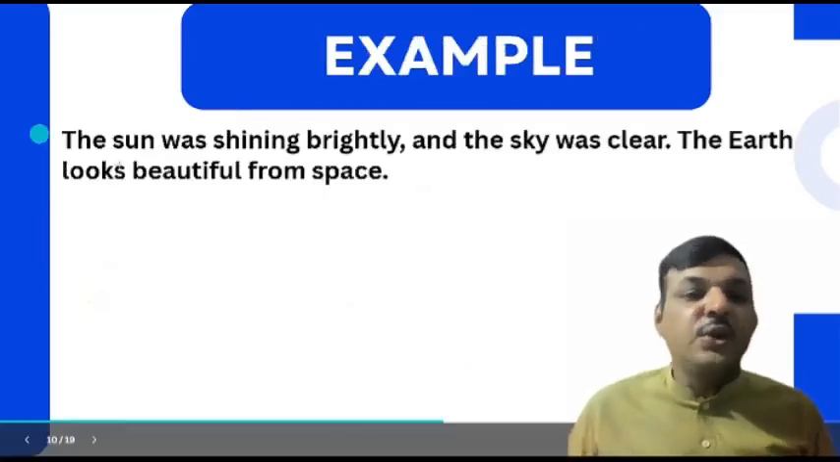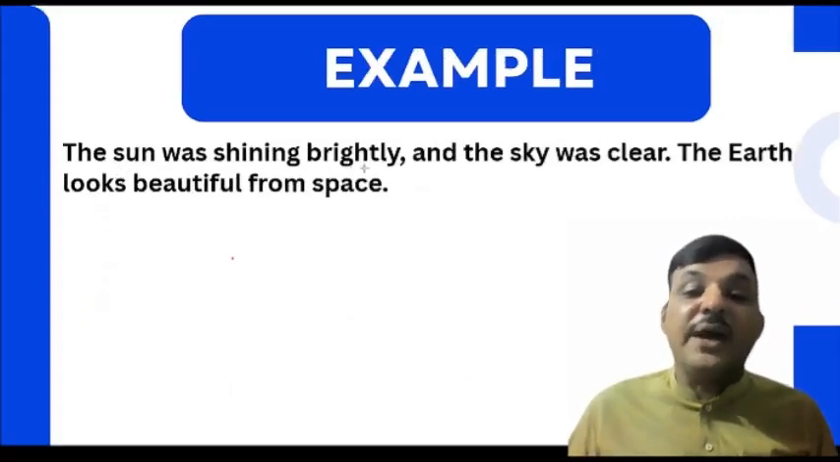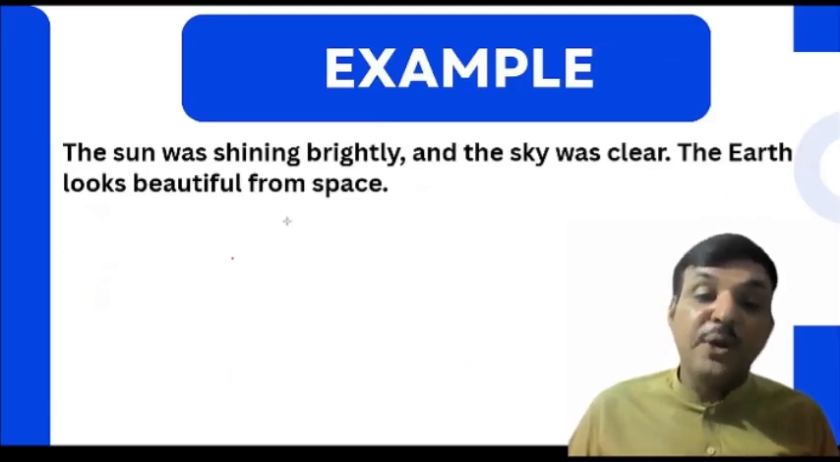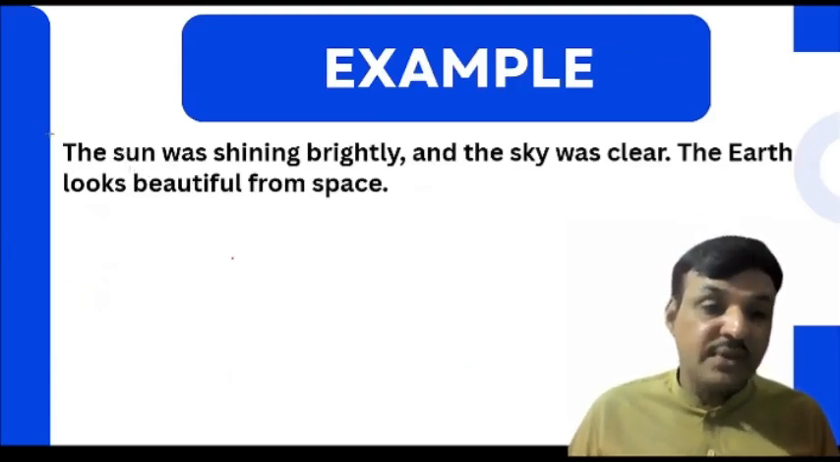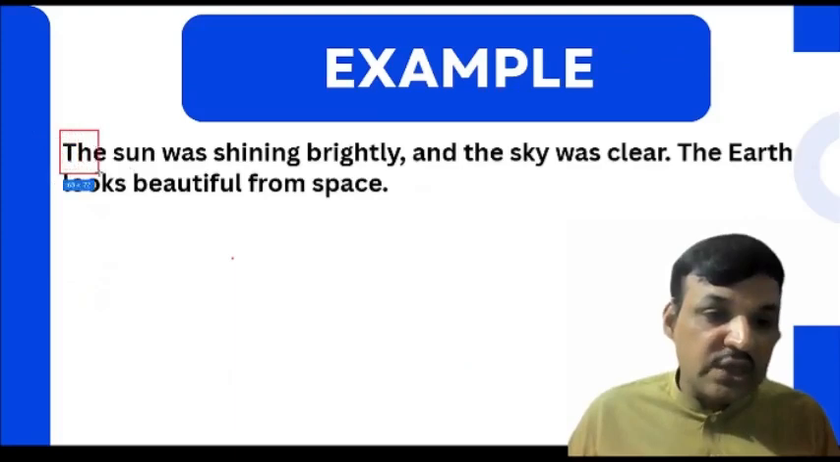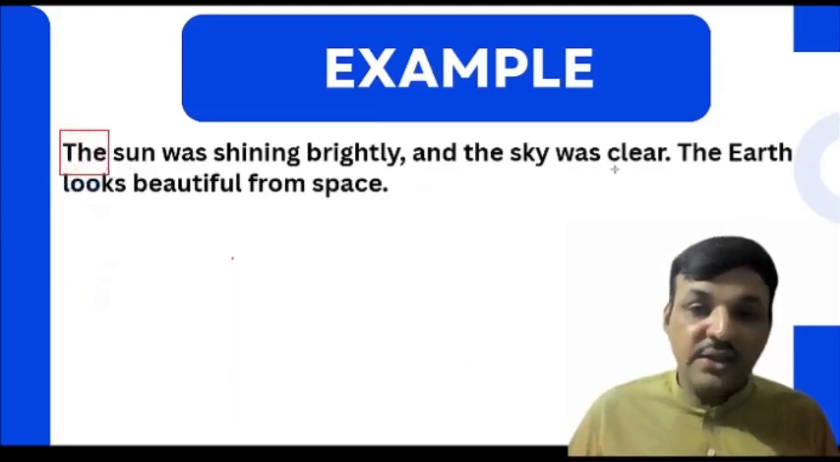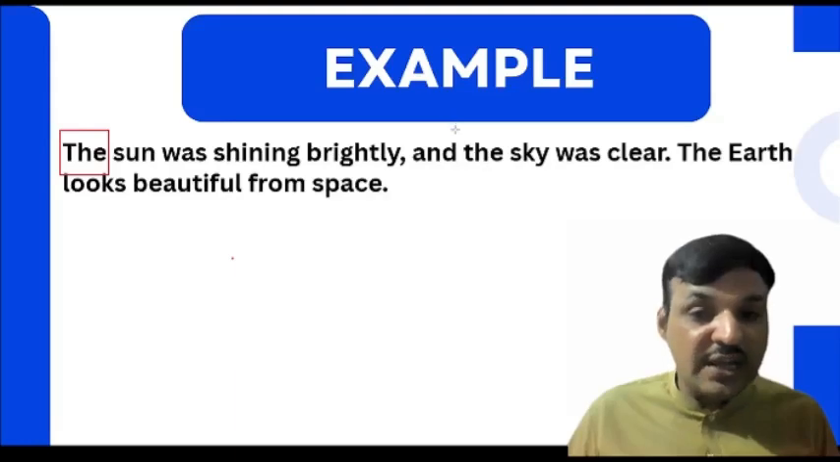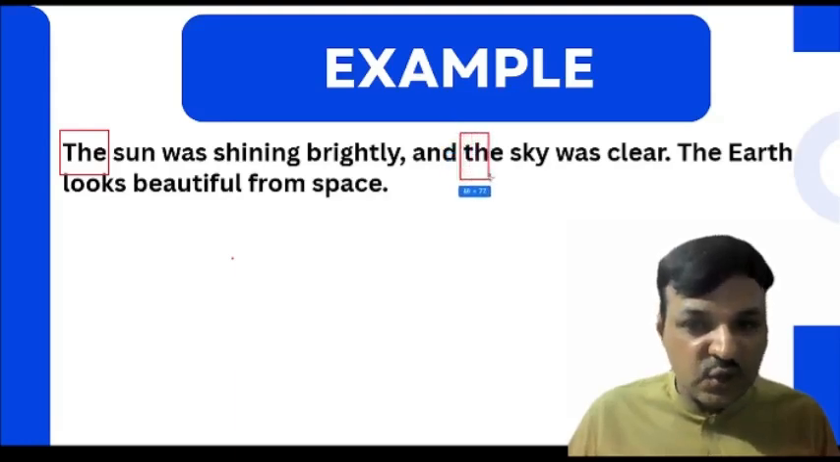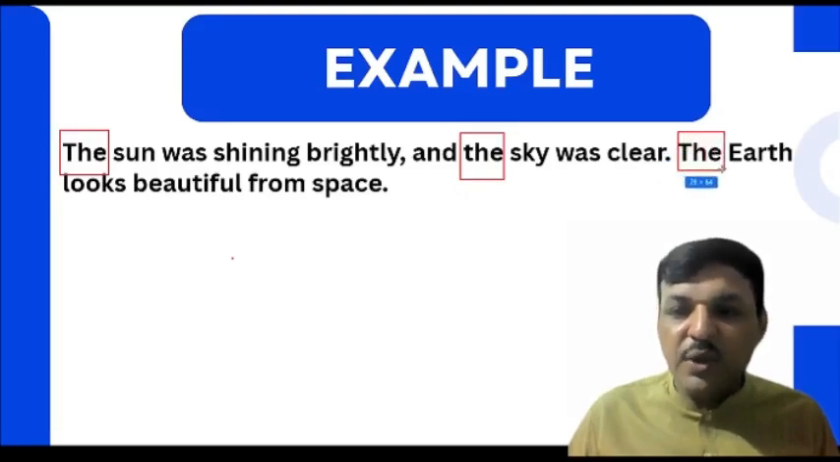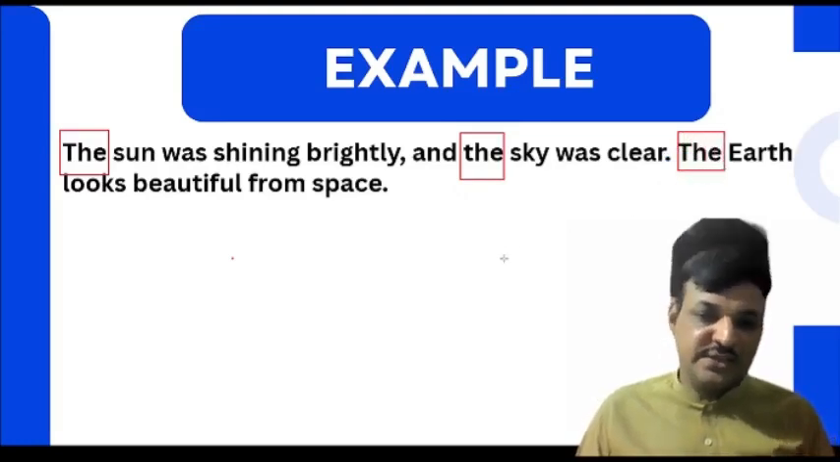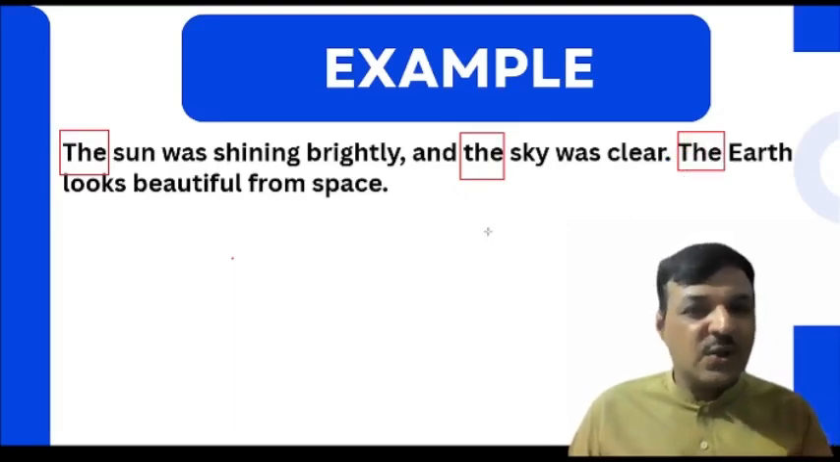In the example, you can notice: the sun was shining brightly and the sky was clear. The earth looks beautiful from space. Here the sun is unique, the only one in the world, so use the article here. And the sky is also unique, only one in the world, so use the article here. And the earth is also one and only. We use the article because these are all unique things. To master this, go to the task now.